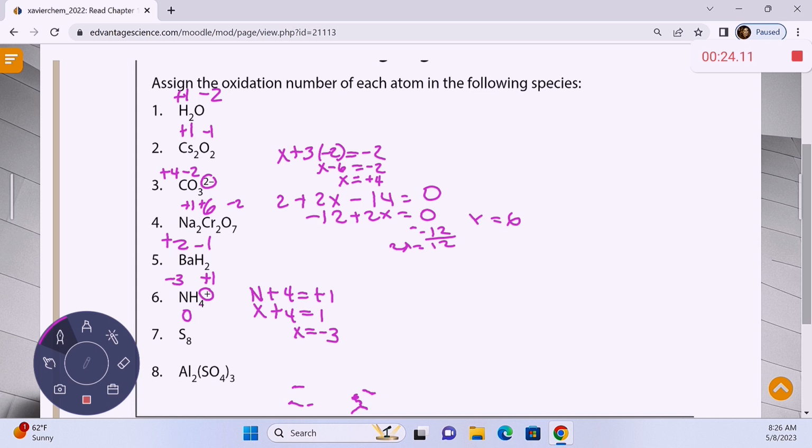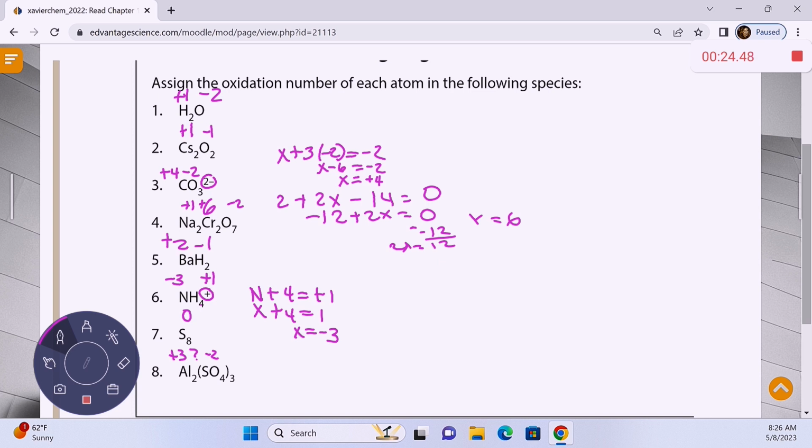Number 8. What do you know? One of them you absolutely know. What is it? Aluminum has an assigned charge of 3 on the periodic table, so we can go ahead and give it the same oxidation number. But give me another element whose oxidation number we know. Oxygen, which would be -2. So we don't know what sulfur is.